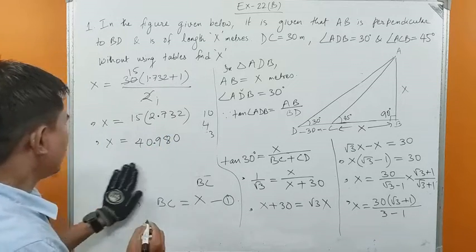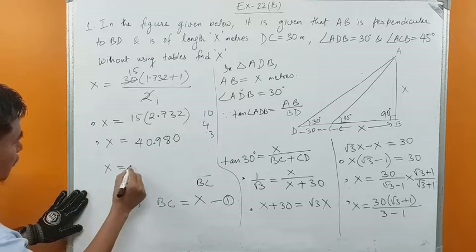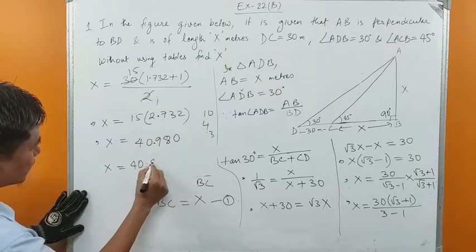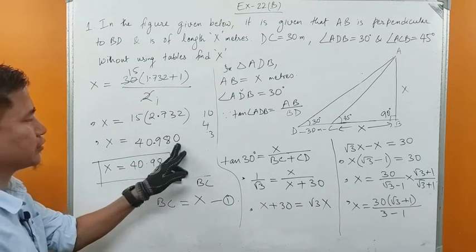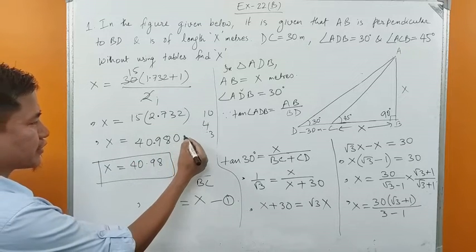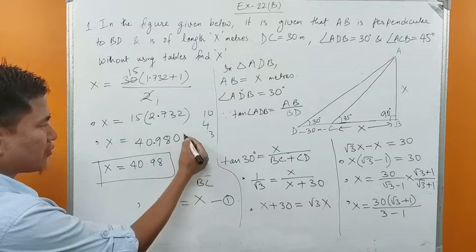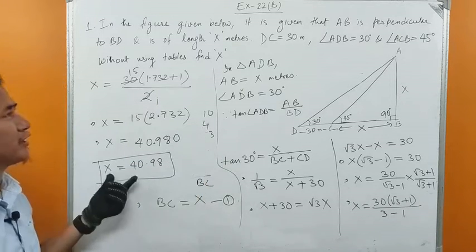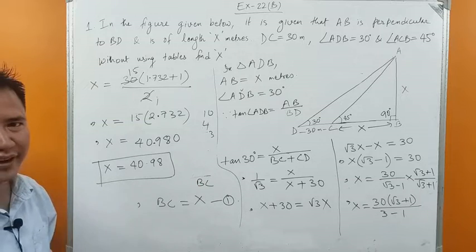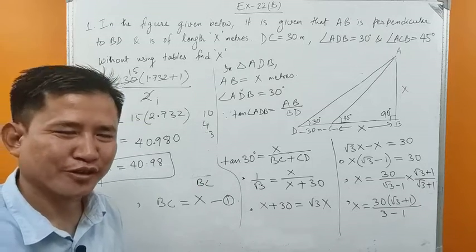That means x equals 40.980. The 0 we don't write, okay? After the decimal point, 0 has no value. But if there is a non-zero number after this 0, then we must write this 0, okay? So we were asked to find the value of x. The value of x is 40.98. I hope you got this. Now let us move on to the next question.